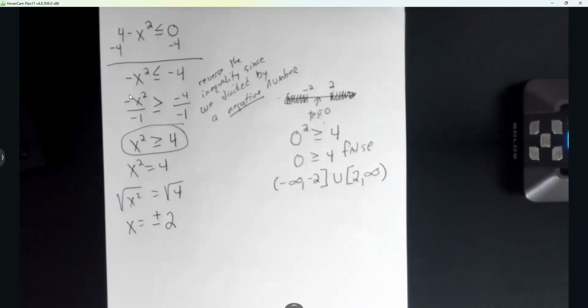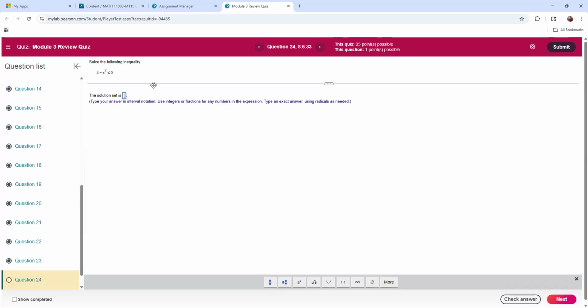All right, y'all. So this one I would have curvy parentheses, negative infinity, comma, negative 2, bracket, union, bracket, 2, comma, positive infinity, and then parentheses. Okay, so just make sure you remember those brackets when you got the equals.